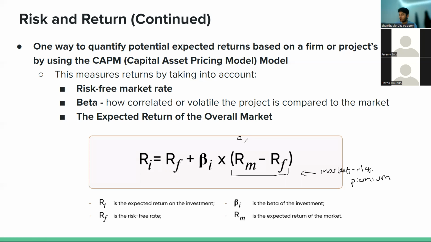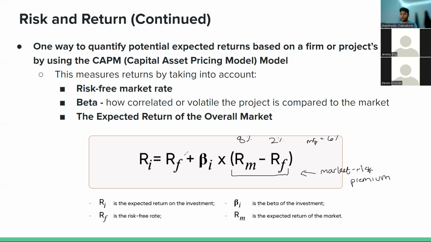So if RM is 8% and RF is 2%, your MRP, or market risk premium, is going to be 6%. And that is how much extra in returns you are getting for accepting the potential volatility of the market. That's what this thing in parentheses means. And of course, it's going to be multiplied by the beta when you have to take into account how volatile the investment is compared to the overall market. And then you add that to the risk-free rate, because that's your benchmark. It cannot go lower than that.